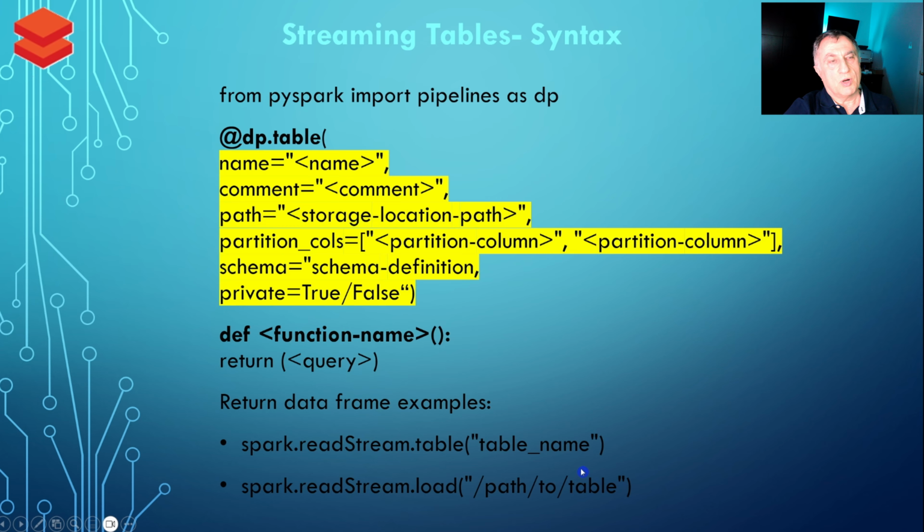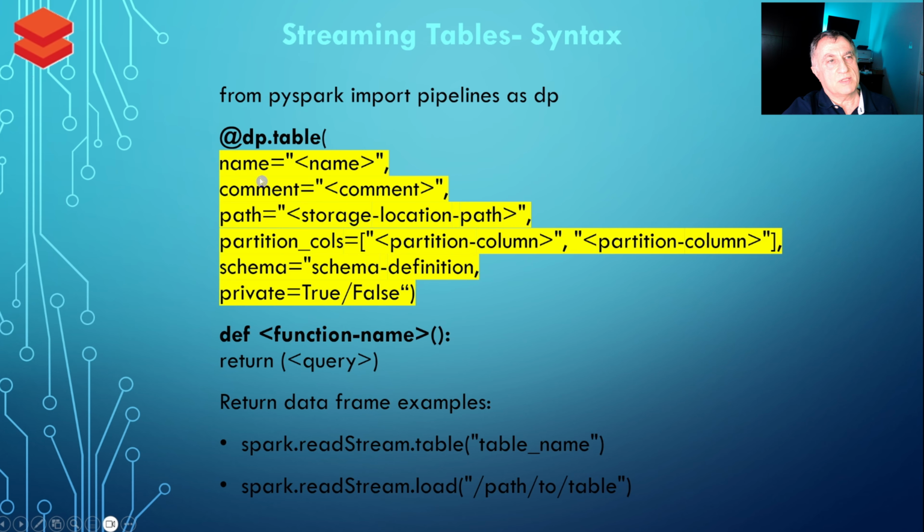This is important because if your function definition does not use streaming APIs, then your resulting data object will be a materialized view rather than a streaming table. So in other words, the definition of your function determines what kind of object you will get in your declarative pipeline. Now let's talk about table attributes. These attributes are all optional. You may or may not include them, but it's best practice to include these attributes.